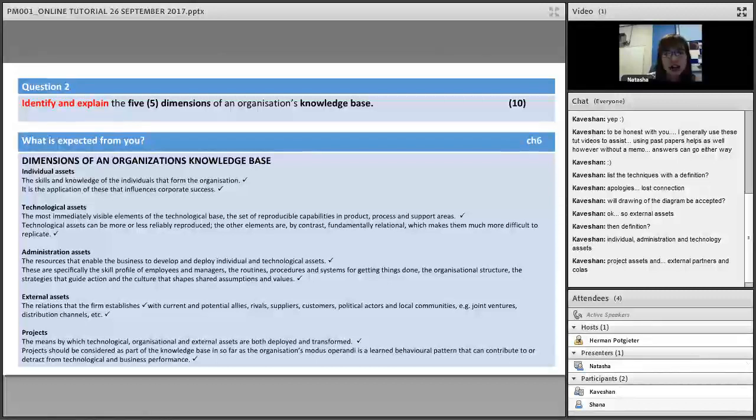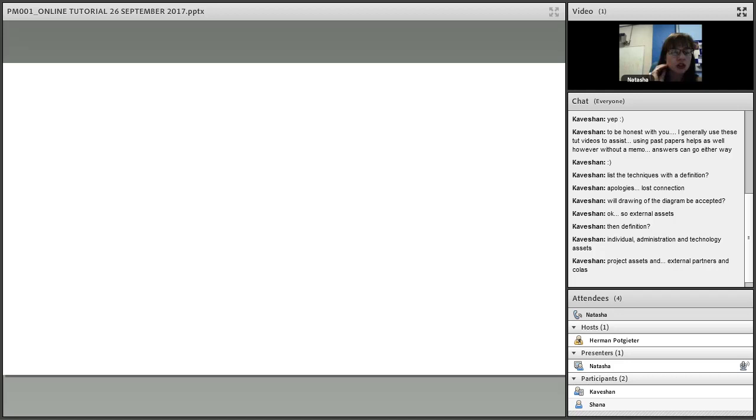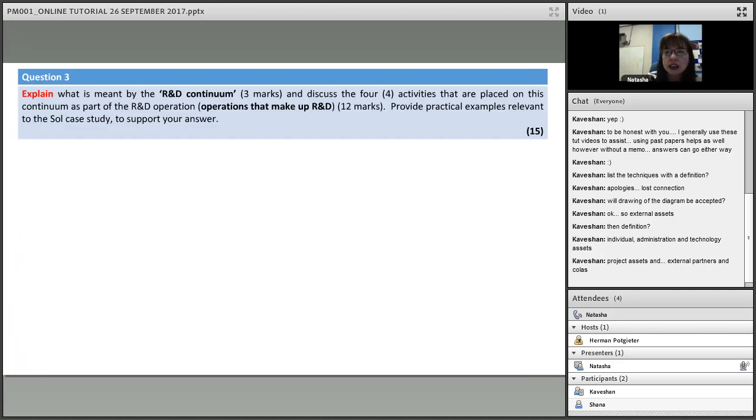Okay. You will see how the marks get allocated for this question. Yes. Agreed. The way that you're considering this question, brilliant. Yes. So you need to look at individual assets, technological assets, administration assets, external assets, as well as projects. Okay. So those 5. And you need to discuss all of them for 2 marks under each heading. Okay, well done. The next question that I have for us this evening is explain.